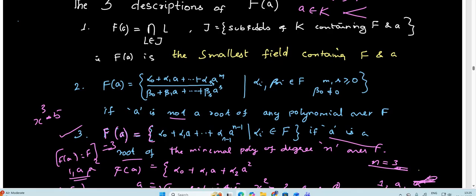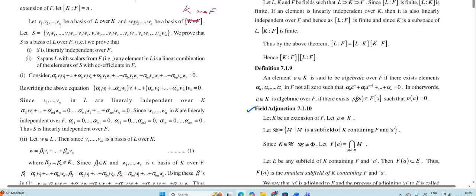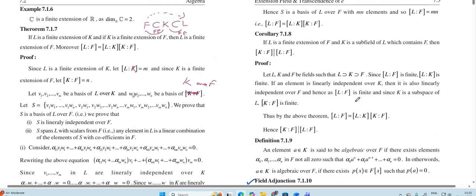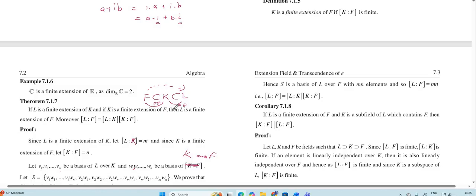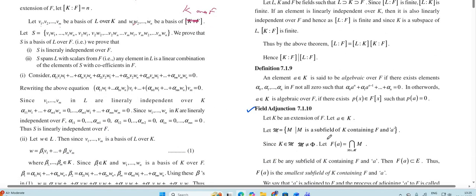So we will see the definition of field adjunction, what is the meaning of field adjunction, and what we mean by A belonging to K being algebraic over F, and algebraic of degree n. All these will be discussed in this section, but as far as this video is concerned, we have the description of F(A) to be the smallest subfield of K containing F and A. What is K? K is the extension of F.